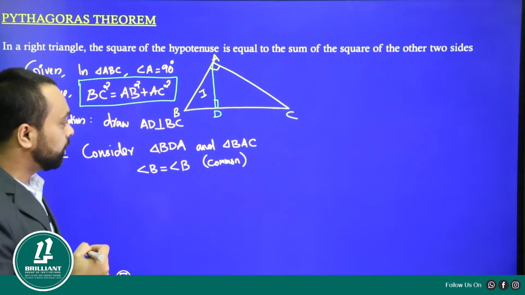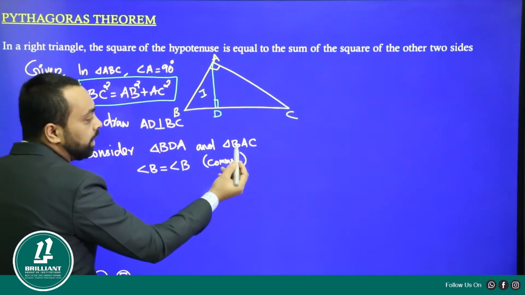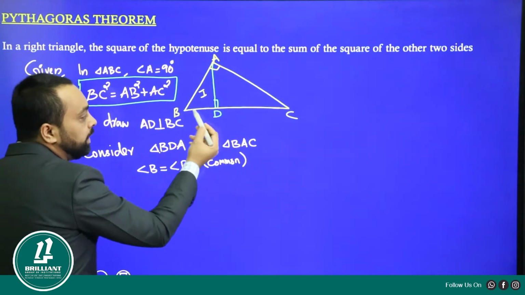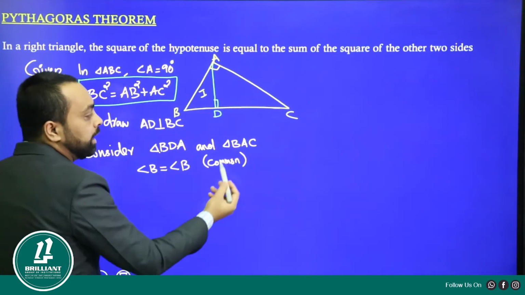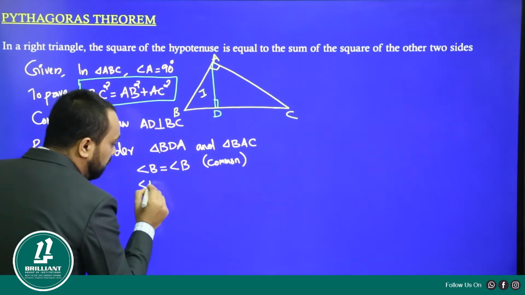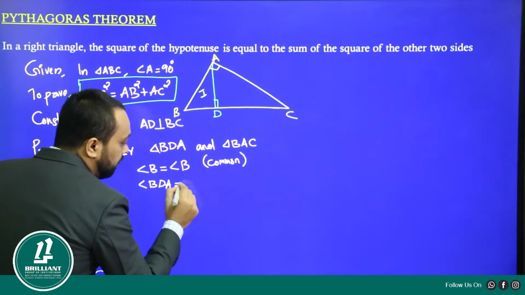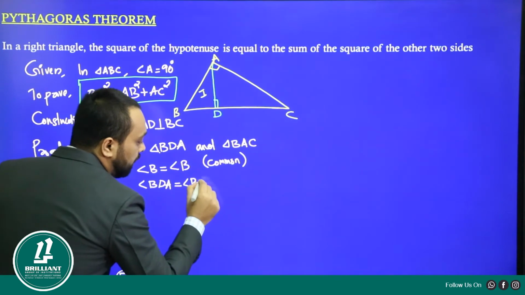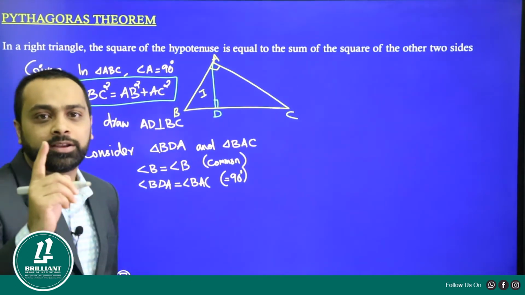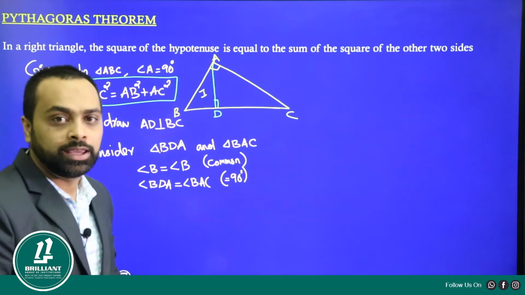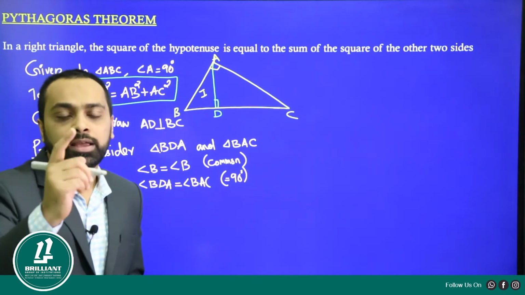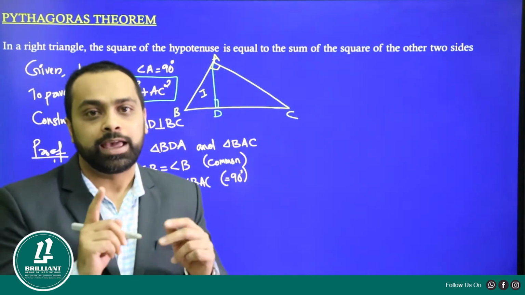Similarly, for the next criteria, the angle at D and the angle at A are both 90 degrees because of the perpendicular. AD perpendicular means angle BDA is 90 degrees, and for BAC we already said angle A is 90 degrees. So angle BDA is equal to angle BAC, both equal to 90 degrees. So we are getting one of the criteria: two angles are equal. Then we have a similarity criteria, that is nothing but AA criteria.